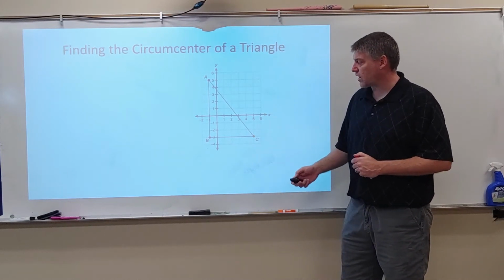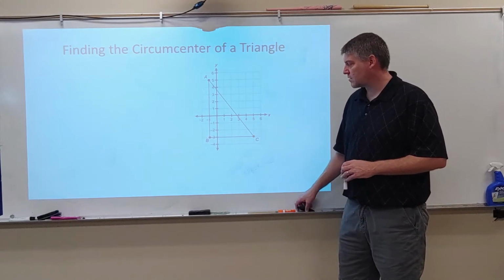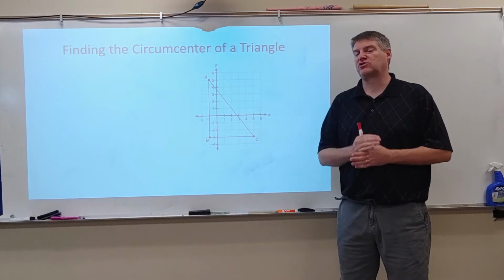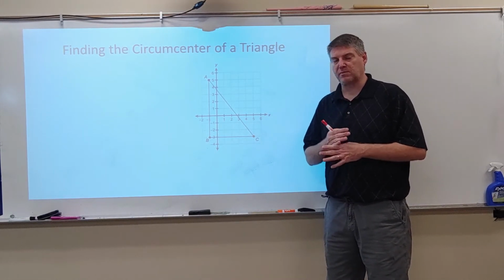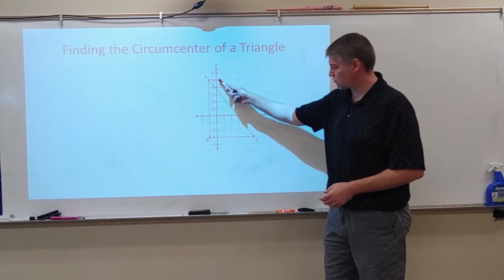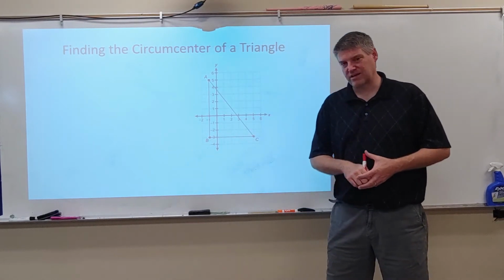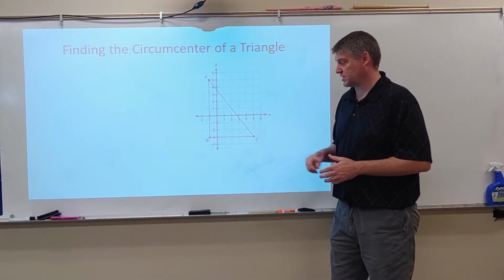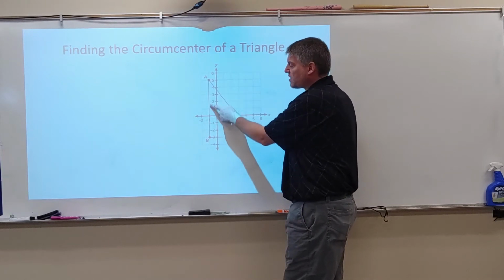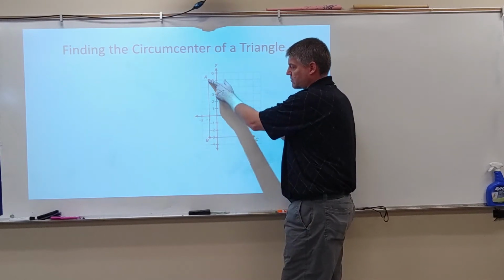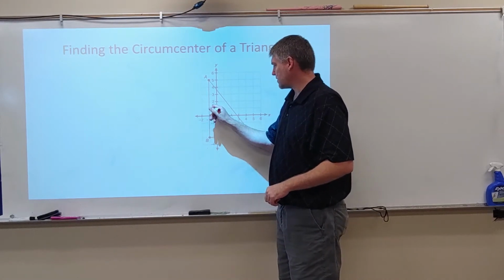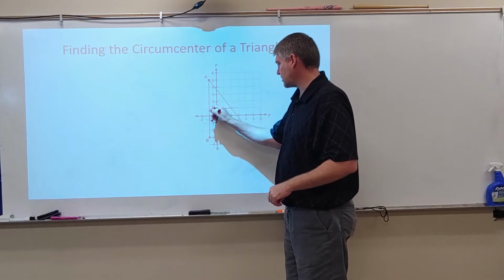Here's my triangle. It's pretty straightforward. If I can find where two of the perpendicular bisectors intersect, I know the third one has to intersect there too. This is a right triangle, so I'm going to use the sides that are already perpendicular to each other. Here I have AB, which is 8 units long, from 5 to -3. In the middle, at 4, this would be my perpendicular bisector.